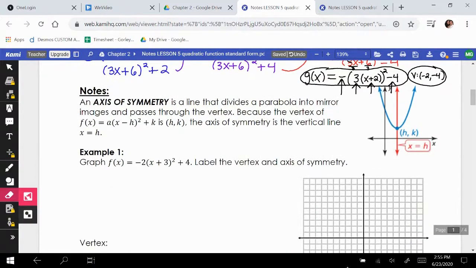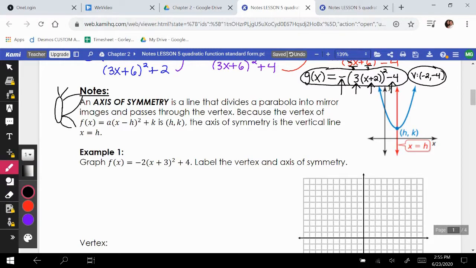All right, notes. It says an axis of symmetry is a line that divides a parabola into mirror images and passes through the vertex. Okay, so an axis of symmetry is the line that makes the image symmetrical. So like if I had a butterfly, the axis of symmetry would be this line right here. You'd want it to be completely symmetrical.